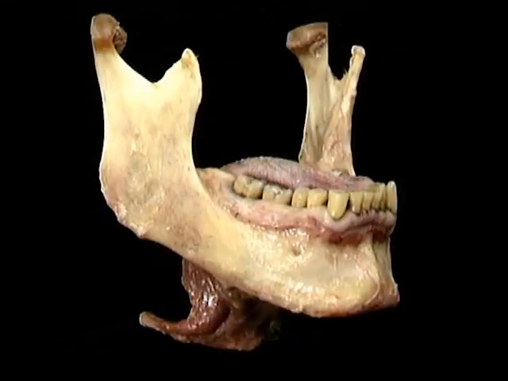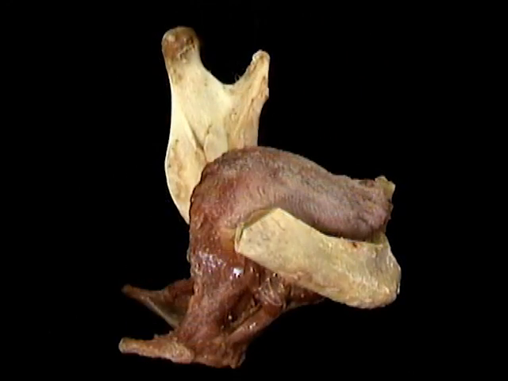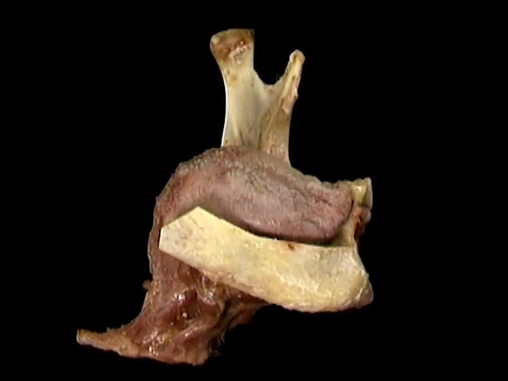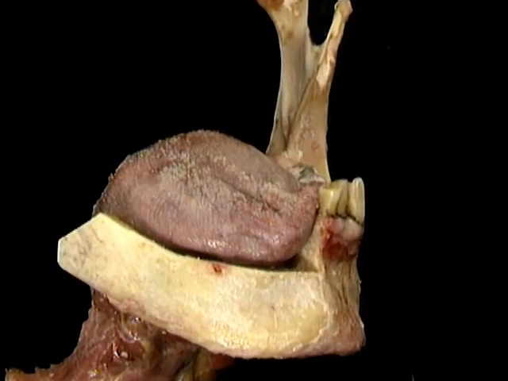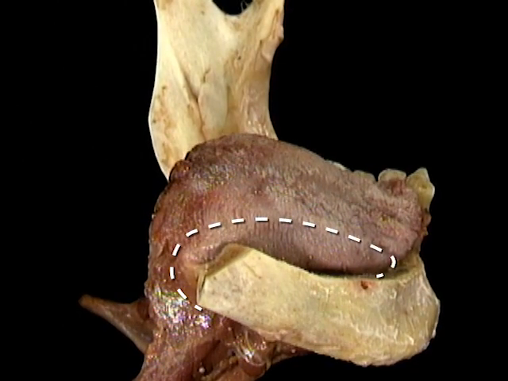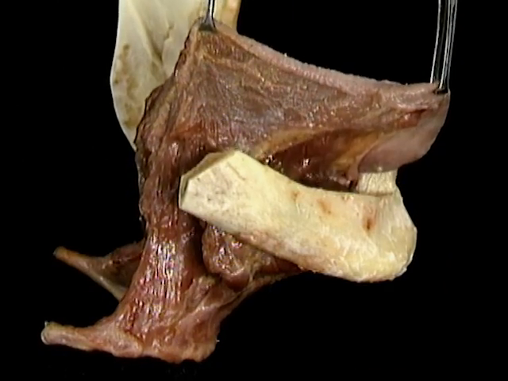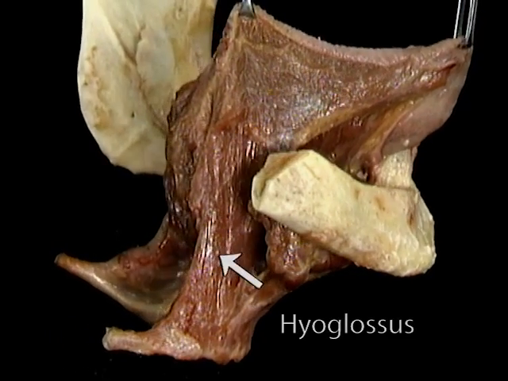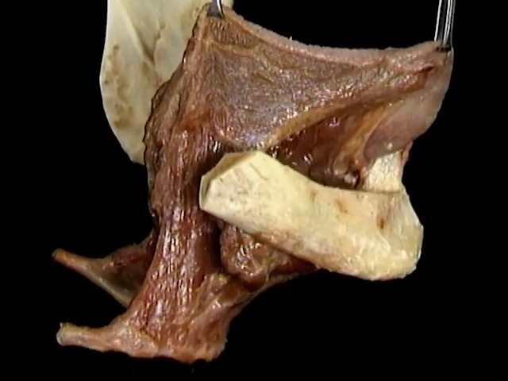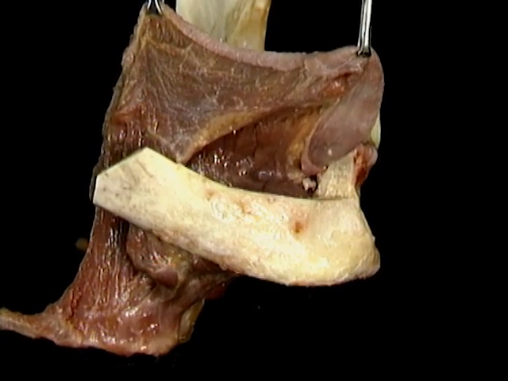To get a view of the major extrinsic muscles, we'll divide the mandible along this line and remove the ramus and the alveolar process. We'll also remove all of the mucous membrane from this line downwards. Here are the hyoglossus and genioglossus muscles, which together form the root of the tongue.